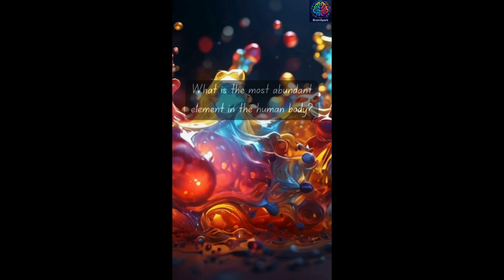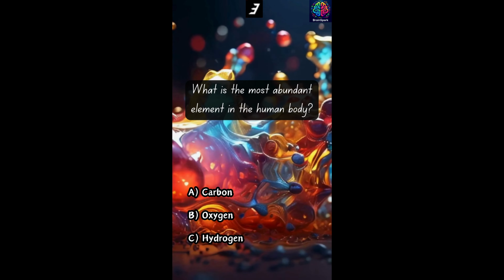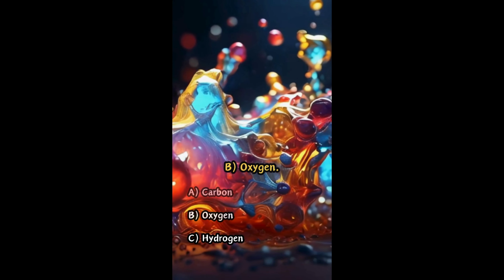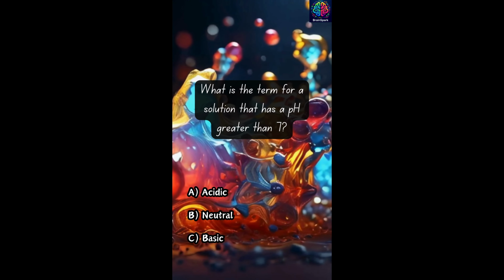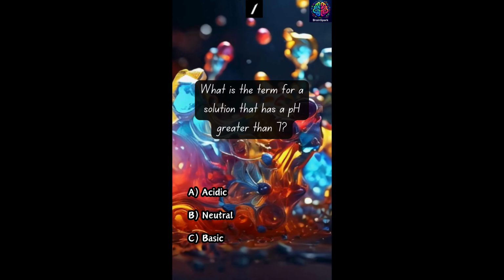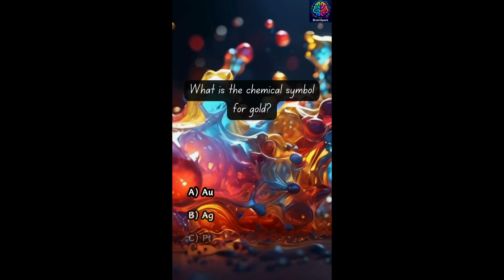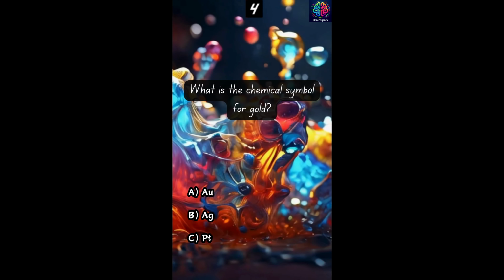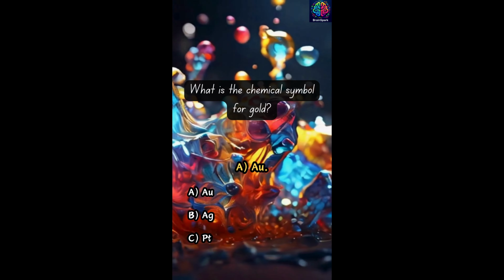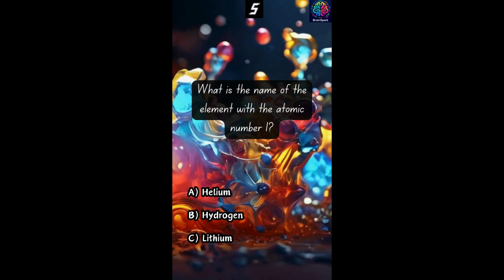A. Breathing. What is the most abundant element in the human body? B. Oxygen. What is the term for a solution that has a pH greater than 7? C. Basic. What is the chemical symbol for gold? A. Au. What is the name of the element with the atomic number 1?